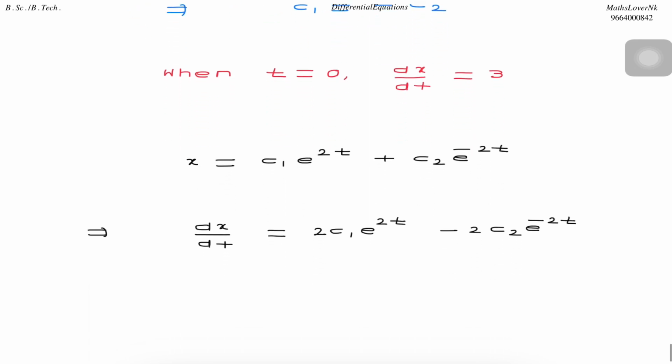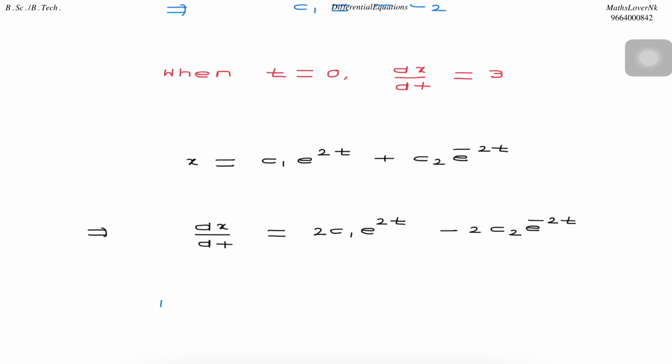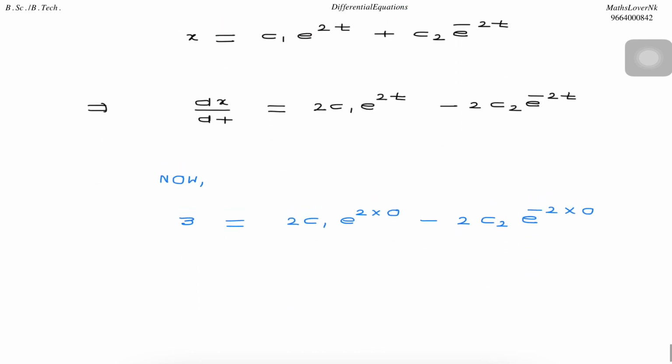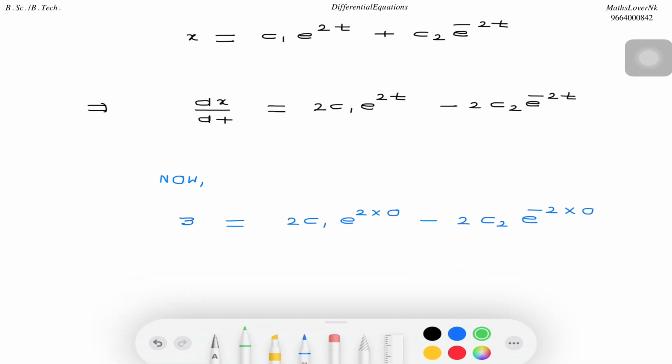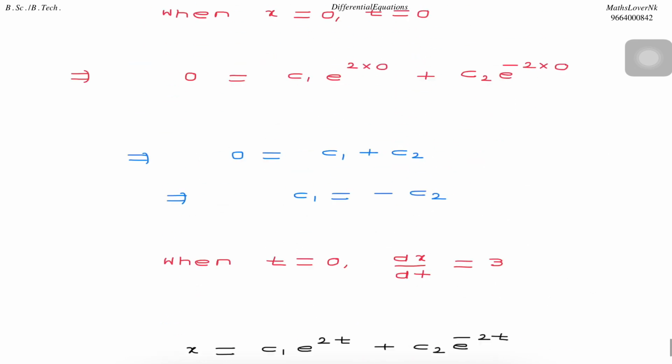Now put the value. When we put the value dx upon dt is equal to 3, we get 3 is equal to 2c1 e the power 2 into 0 minus 2c2 e the power minus 2 into 0. Here we know c1 is equal to minus c2.